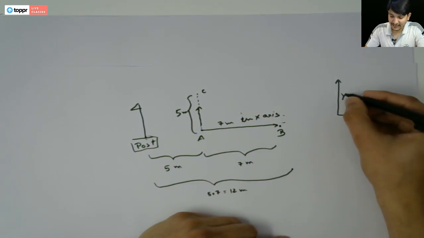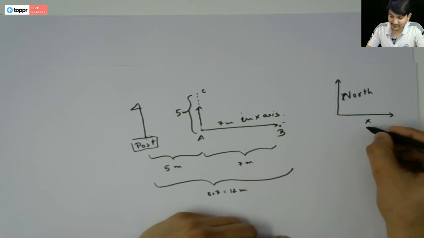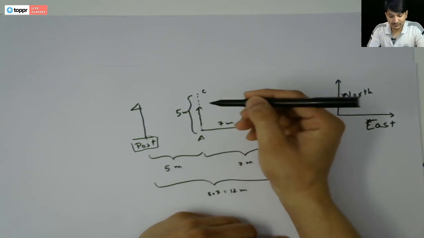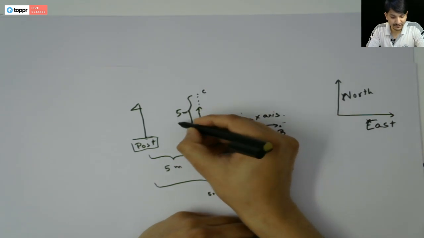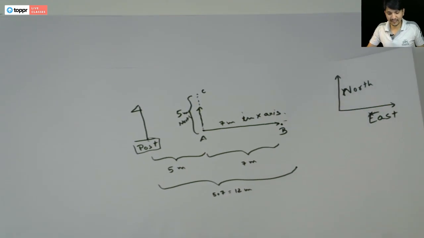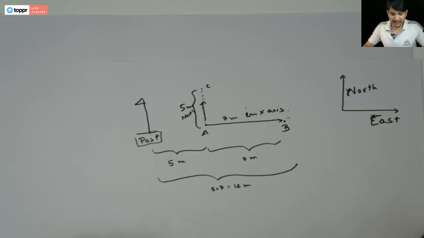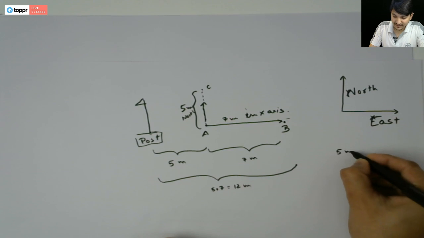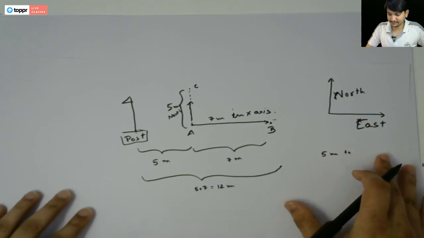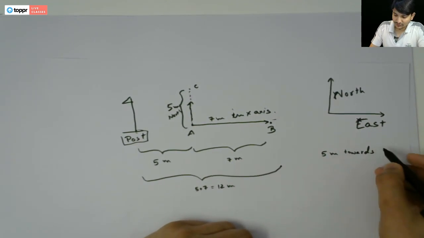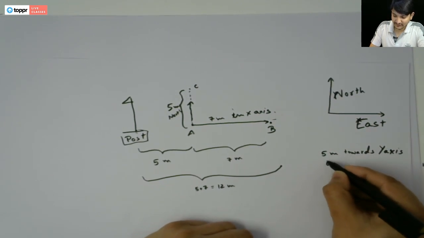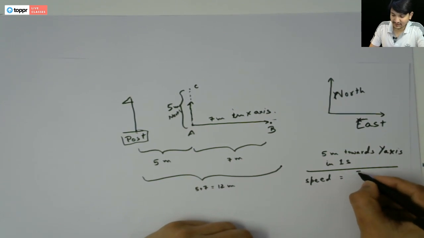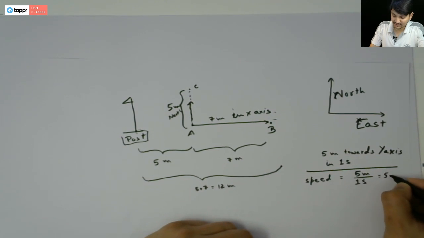Suppose I rename y as north and x as east. I would say A to B is 7 meters east, and A to C is 5 meters north. And if we are considering the change in motion, say I moved from A to C, 5 meters towards the y-axis, in 1 second. Then our speed equals distance by time, that is 5 meters by 1 second, or 5 meters per second.